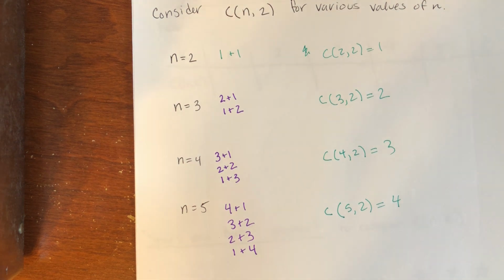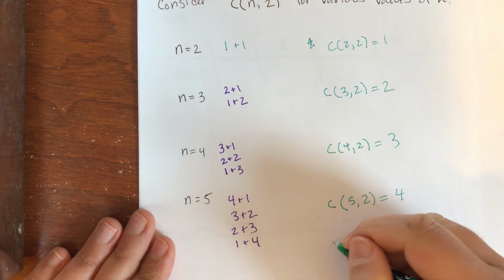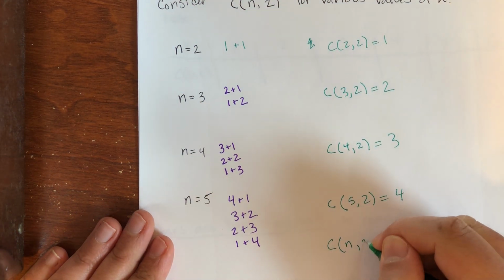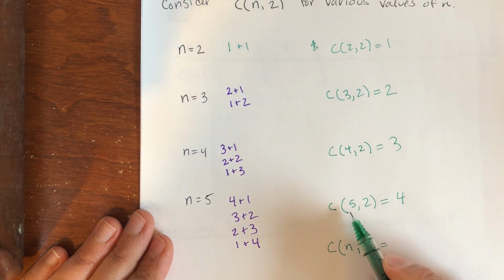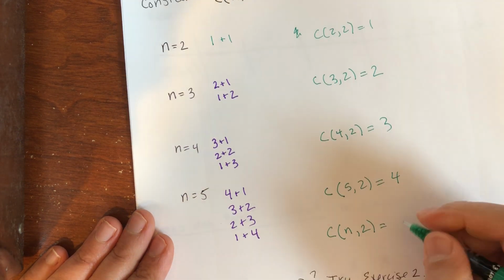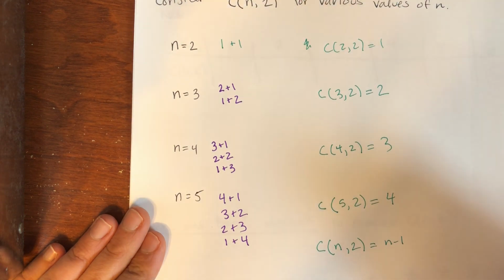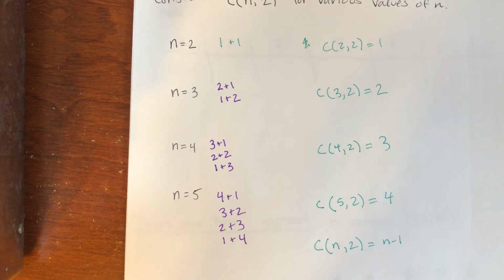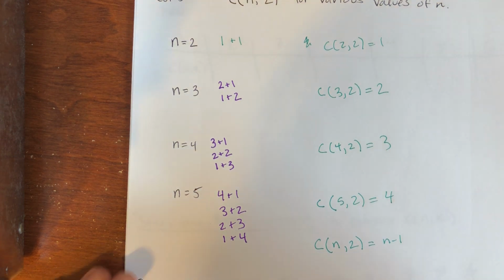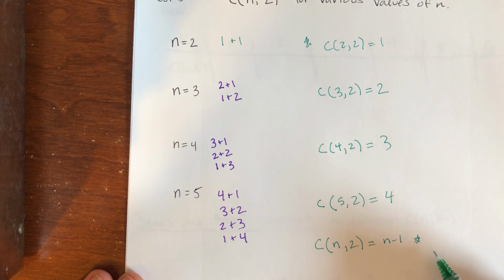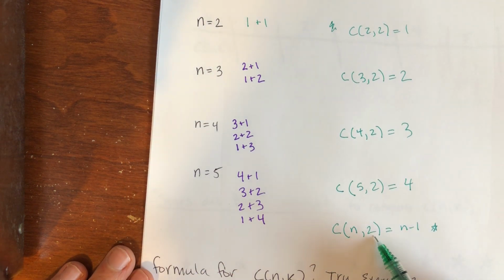There's a very clear pattern happening here, right? A good guess would be that the number of compositions of n into 2 parts would just be whatever your n value is minus 1, unless n's too small, right? If n is equal to 1, then there's not going to be any. I guess that technically works too. So why is this true in general? Why is this our formula for the number of compositions of n into 2 parts?